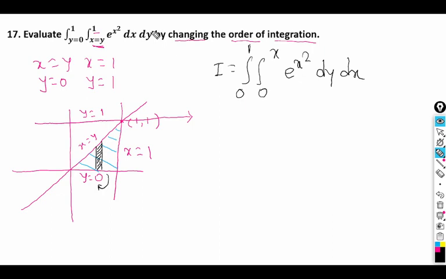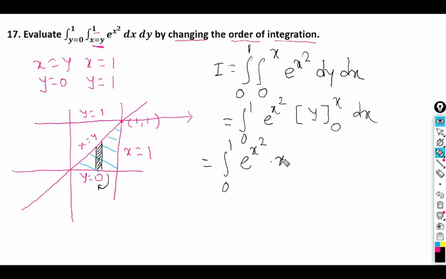Now the integration is simple. The integral 0 to 1 as it is. The integral of e raised to x square is like a constant because we are integrating with respect to y. The integral of dy is y, with limits 0 to x, dx. Put the upper limit and the lower limit. So it's the integral 0 to 1 of e raised to x square into x dx. That's what we are left with.